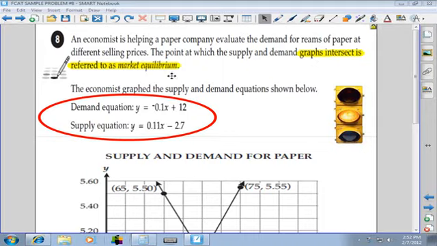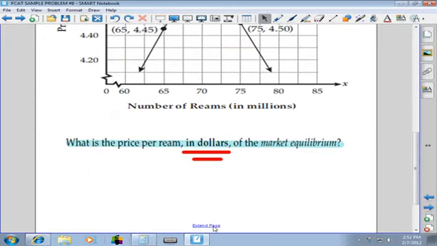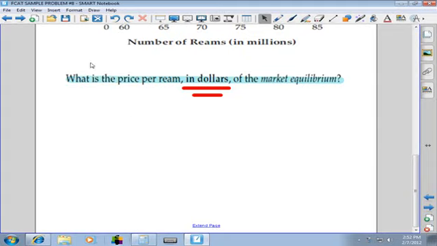Graphs intersect is referred to as market equilibrium. Also, if you would circle the demand equation and supply equation. And last but not least, it's always helpful to know what the question's asking us. On your paper, please underline or circle the entire question. What is the price per ream in dollars of the market equilibrium? Notice that I'm going to underline "in dollars." You guys can box or circle that because that's going to be important to this problem.